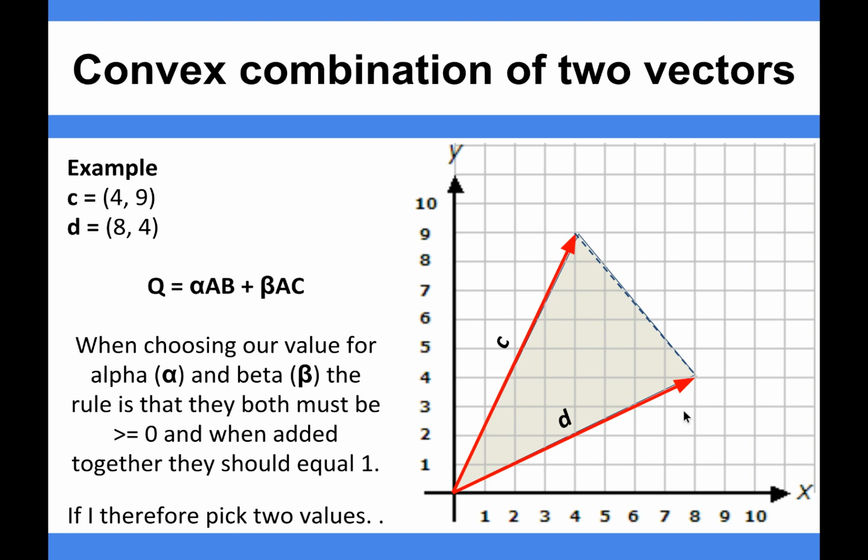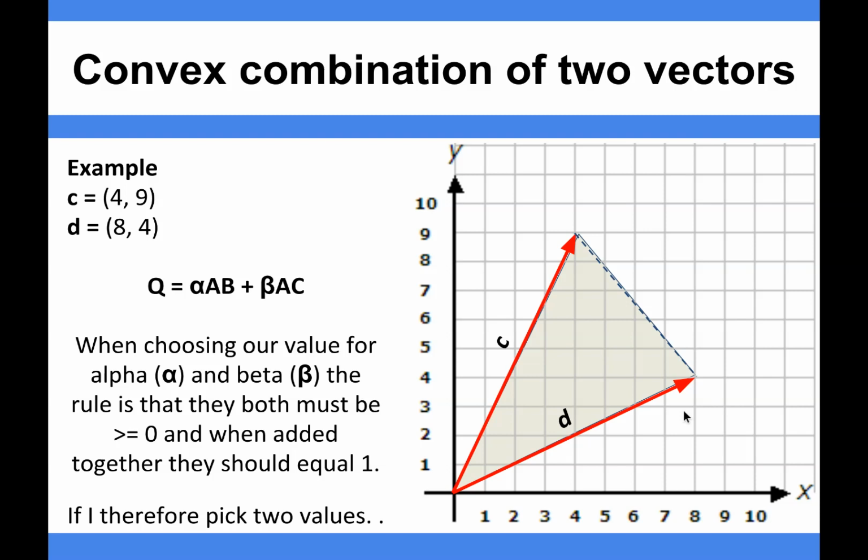The reason being is that the rule when choosing your values for alpha and beta is that they both must be greater than or equal to 0, so they can't be less than 0. But when added together, they should equal 1. So, for example, if alpha was 0.3, beta would have to be 0.7. If alpha was 0.4, beta would have to be 0.6, because they've got to equal 1.